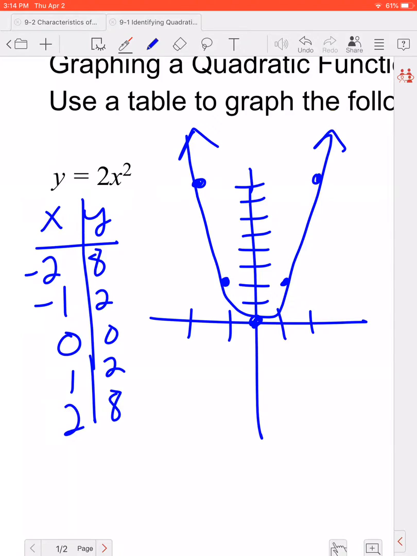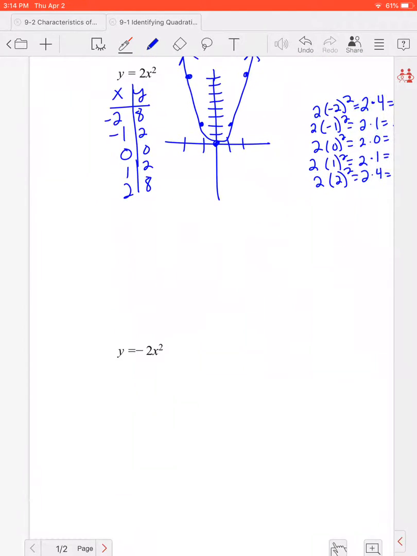Now my graph isn't perfect because it's not spread apart perfectly equal, right? But it is more U-shaped. So make sure you're not making this a point. Make sure it's more curved, okay? All right, let's look at another one here.